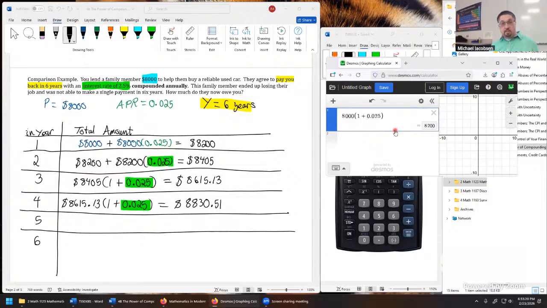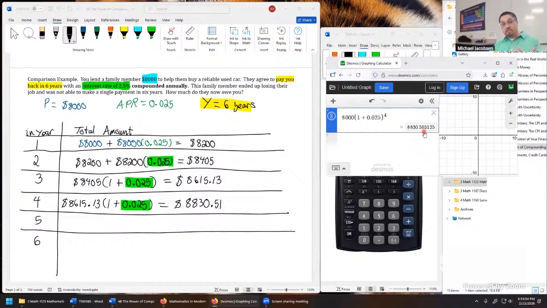Where it is right now, there's an exponent of 1, and you get 8,200. But we're in year 2. All we have to do is raise that thing in the parenthesis to a power of 2. That gets us $8,405. We want year 3. We take this part right here, raise it to power 3. Make sure you're using the original principal. And that's the shorthand to get the amount in year 3, rounded to the same cent. Likewise, for year 4, raise that to power 4.